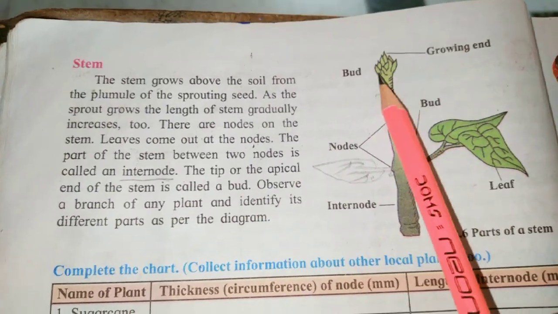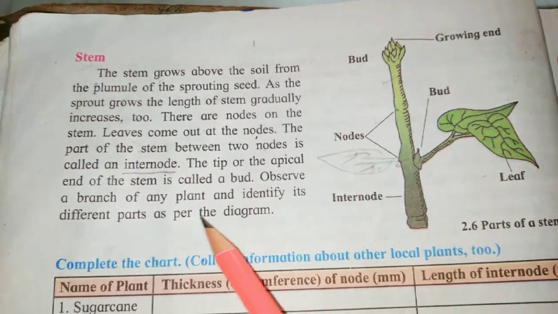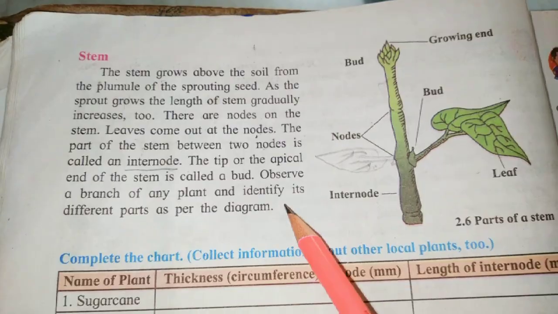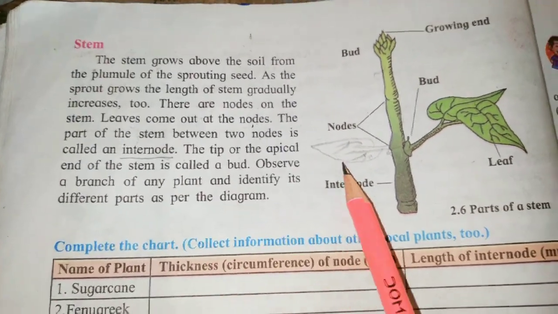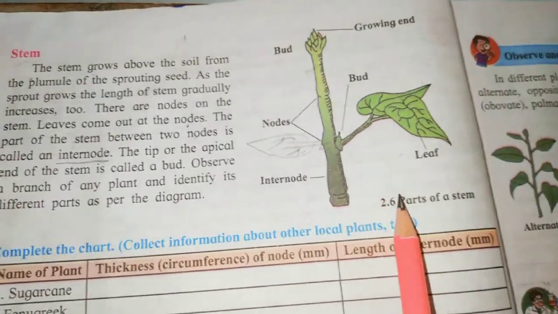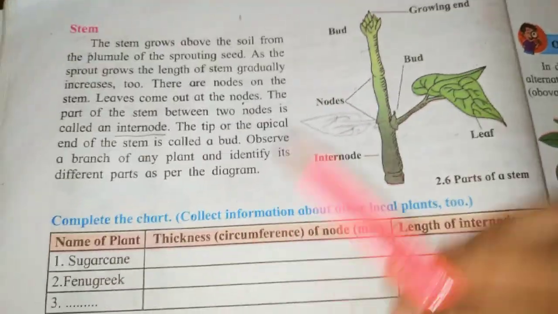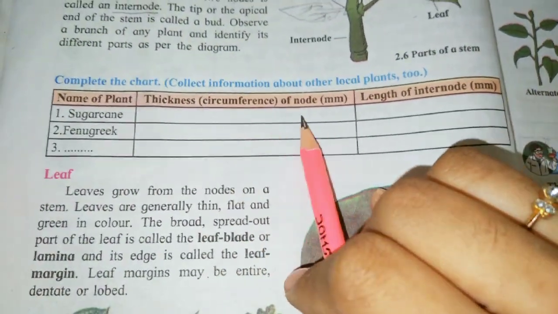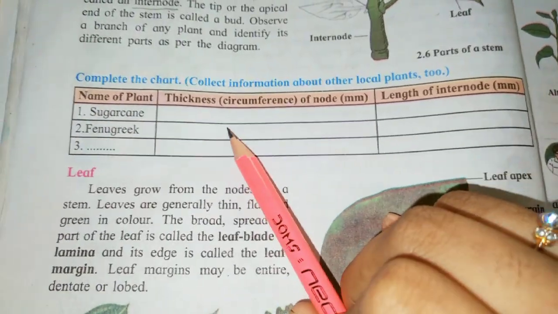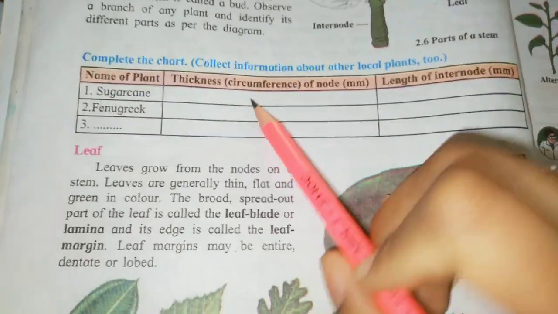You can see here how the bud is. Observe a branch of any plant and identify its different parts as per the diagram. So here are the parts of the stem. Go through it. Now you have to complete the chart. You have to collect information about the local plants too. Complete this chart by observing.